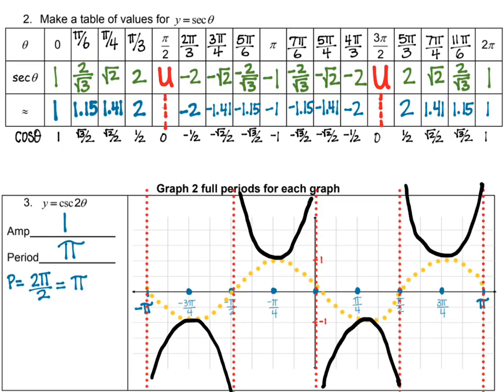But the cosecant is just these black curves. It is not the yellow sine function. It's the black curves and the asymptotes. So we need to get rid of this sine curve, and that's what my final picture should look like. And that is graphing y equals cosecant of 2 theta.